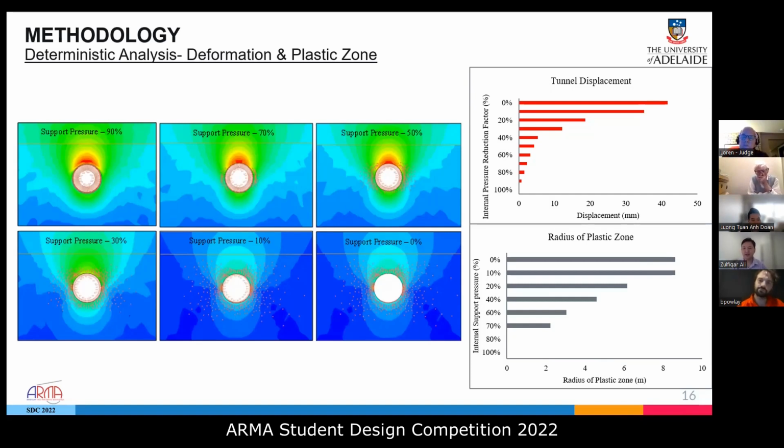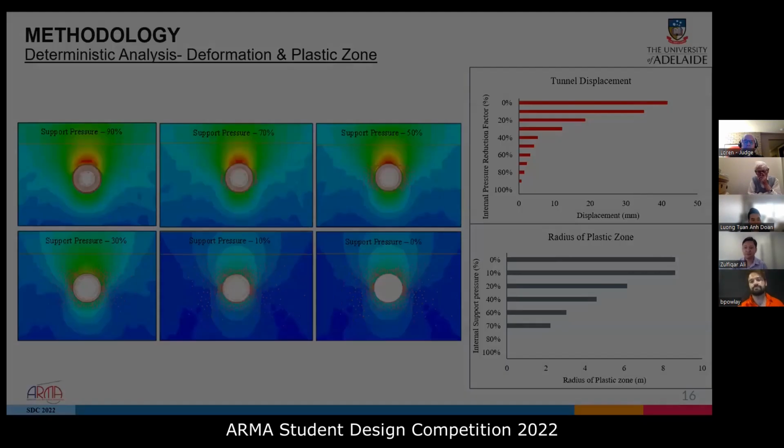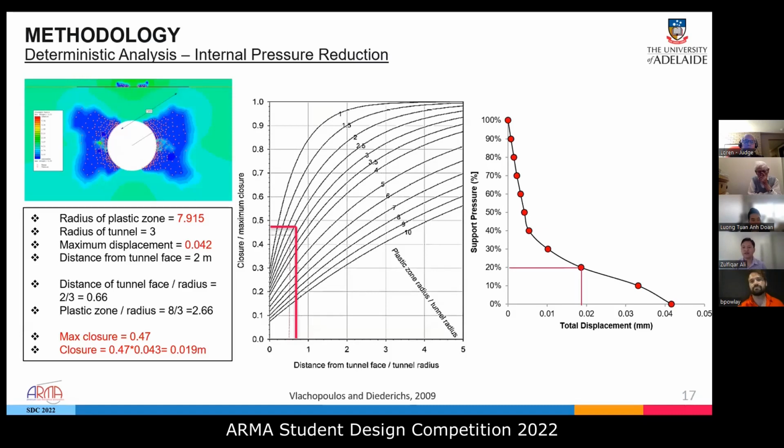support installation. The maximum displacement was found as 42 millimeters and the radius of the plastic zone was 7.915 meters. Now, to compute the tunnel deformation at the point of support installation, the empirical relation developed by Vlachopoulos and Diederichs was used. For the measured displacement and the radius of the plastic zone, using the plot generated by Vlachopoulos and Diederichs, the maximum displacement prior to support installation was found as 19 millimeters, which corresponds to 20% of internal support pressure.